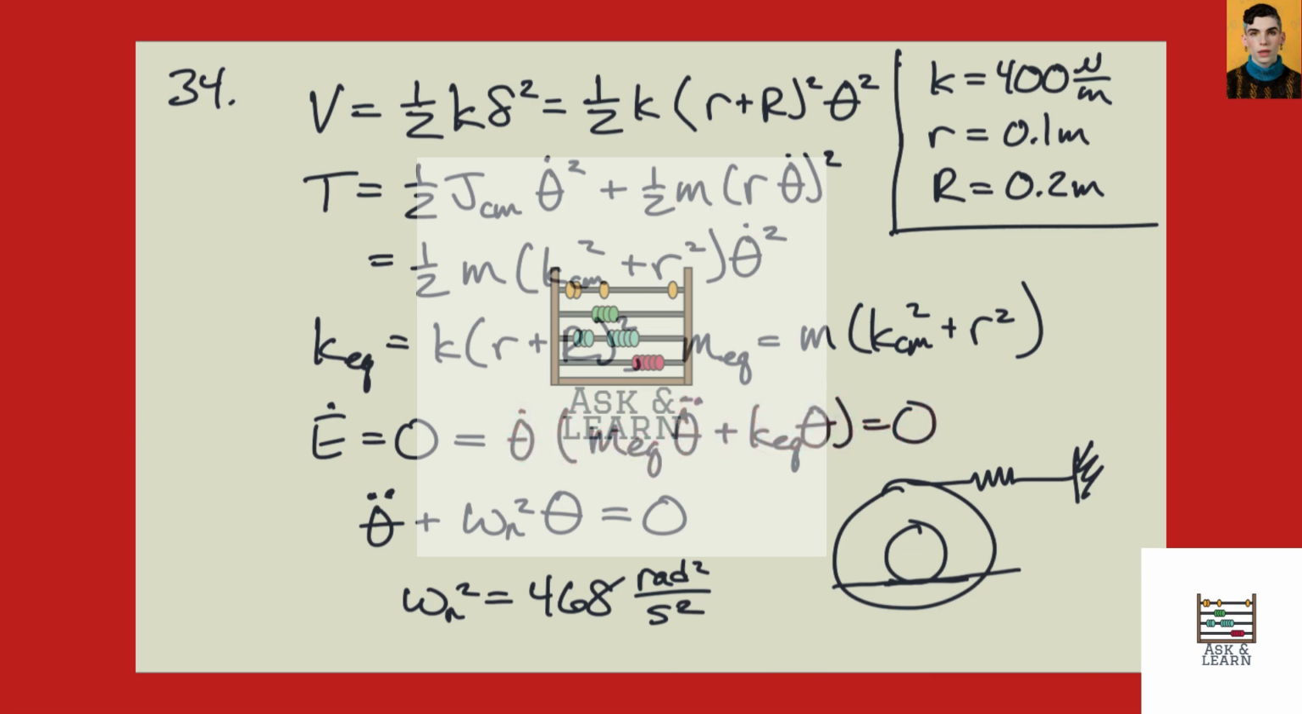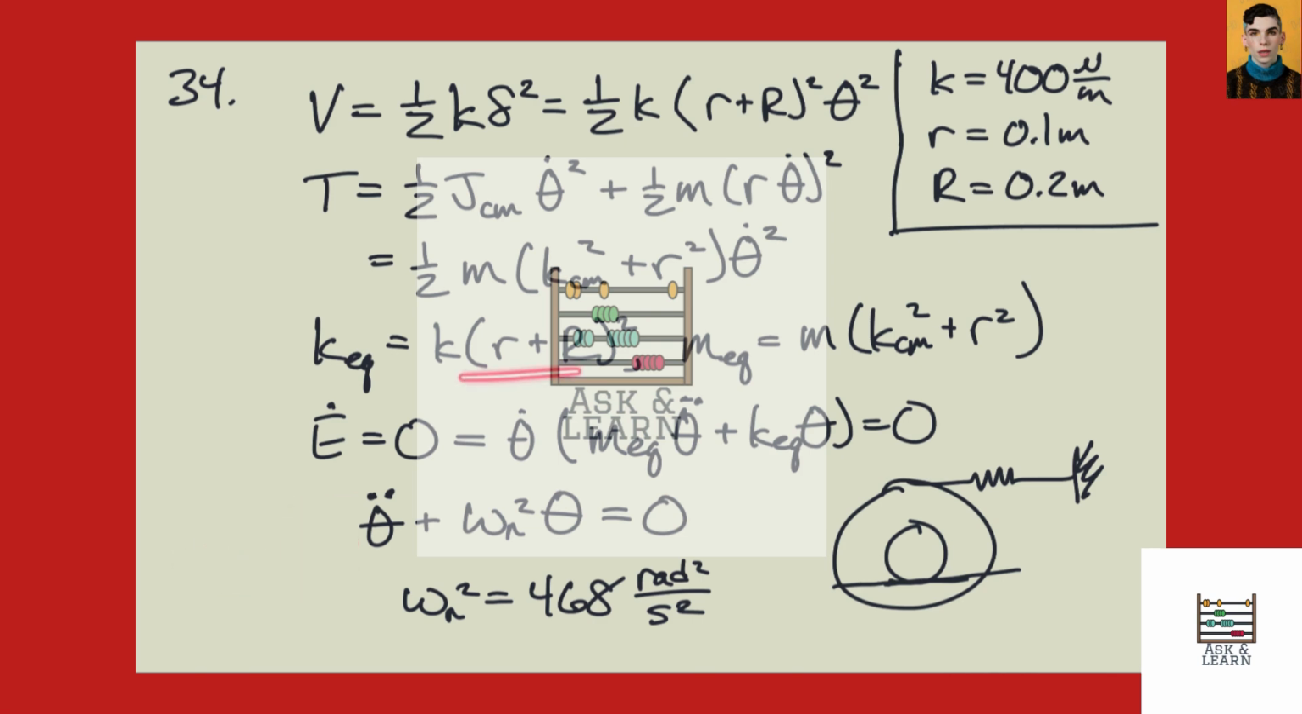And since this must be true for all time, either theta dot must be 0 for all time, or the other factor must be 0 for all time. Well, the first is the case where it's just static, so we're not interested in that. So we're interested in this case, so this must be 0. We can divide through by M_EQ, and then that becomes theta double dot plus omega n squared theta equals 0, where omega n equals the square root of K_EQ over M_EQ.